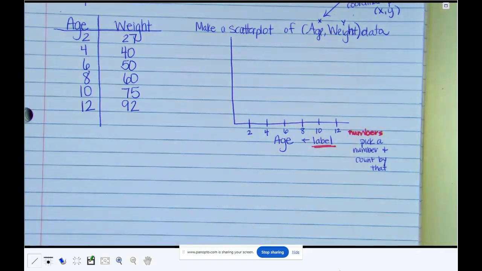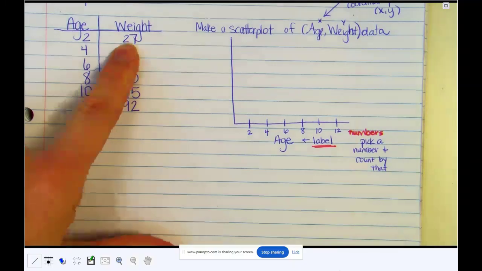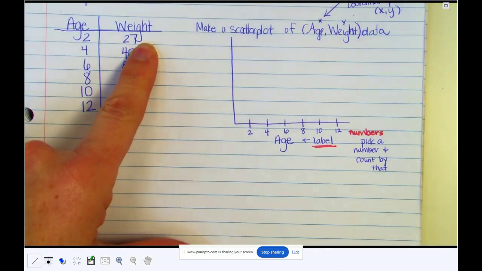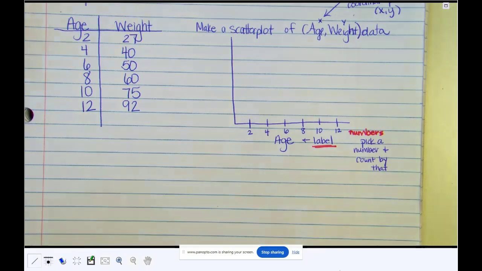Now, McKinley's question, do you have to go by the same thing on the y-axis? The answer is no. You have to be consistent on the y-axis, but you can go by whatever you want. What do you want to count by on the y-axis? Okay, this is how you tell. The highest is 92, the lowest is 27. So you ask, can I count by tens and not have it be huge? Sure. If I counted by fives, I'd end up with a pretty big graph. So let's count by tens.